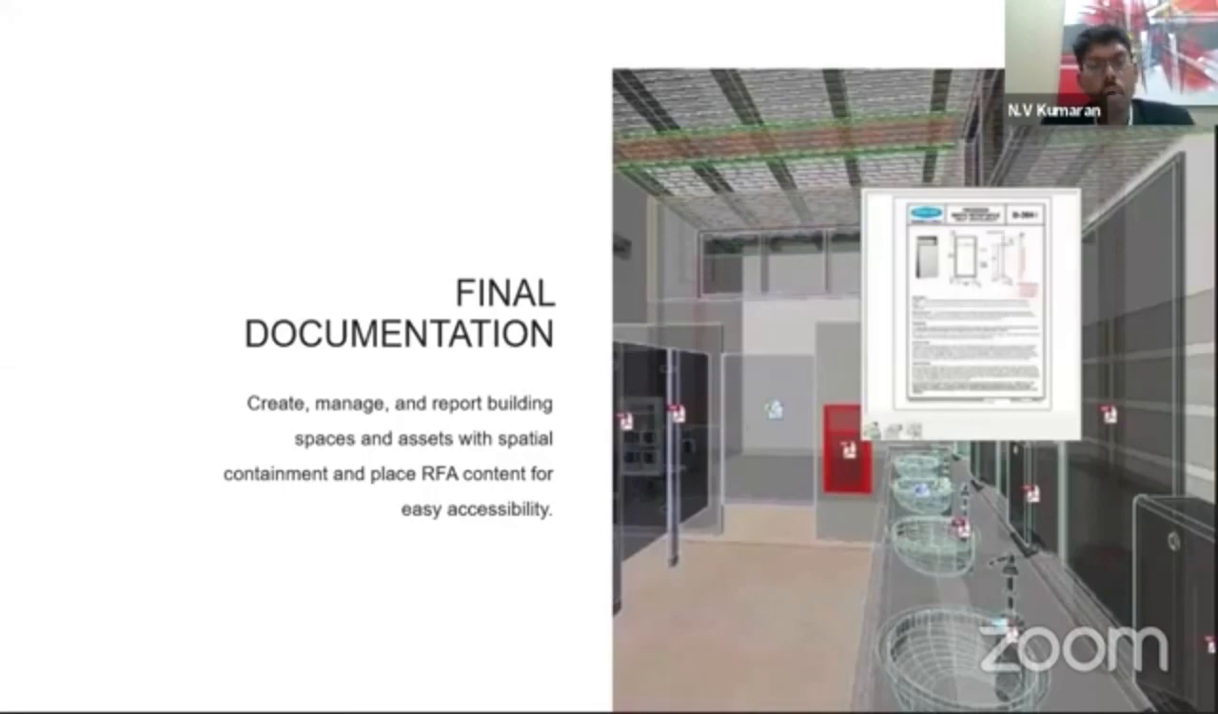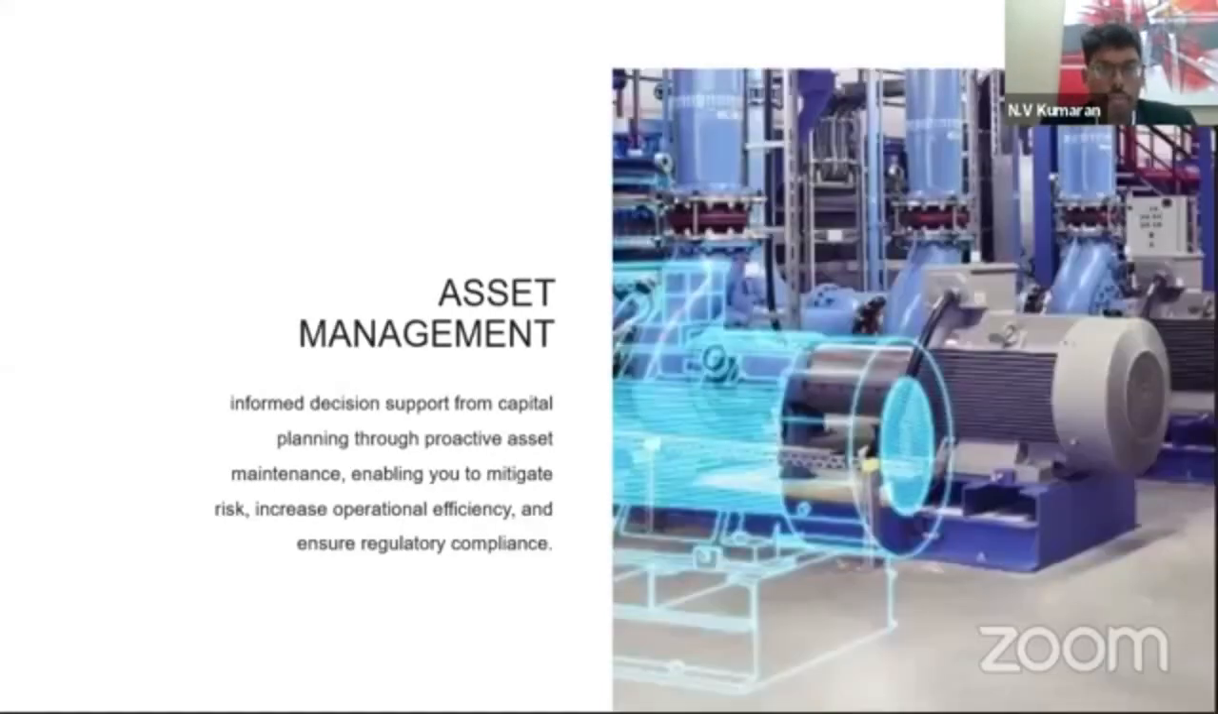But with the 3D model, you can do a verification quickly because as-built models carry the as-built information where you're able to create, manage, and also report building spaces plus the asset with spatial containment, which is the location. So you know which room, what do you have in the room? If, for example, an aircon, what is the brand of the aircon? When did they install? When did they service? You are able to keep track of this information. That comes under final documentation.